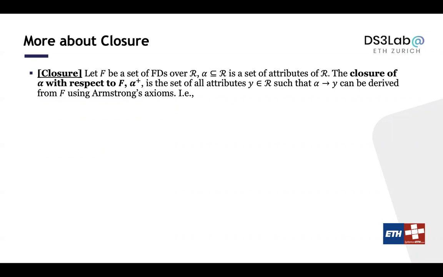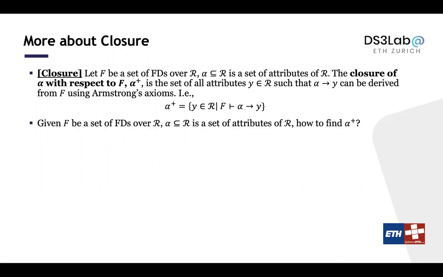So let's talk more about the closure because that's interesting. Let's refresh our memory, right? What is closure of a set of attributes? Let F be a set of functional dependencies over this schema R, and alpha be a set of attributes of R. The closure of alpha with respect to F, which we call alpha plus, is essentially all the Y that you can derive alpha to Y from F. Okay. So the question is, now I give you a set of functional dependencies F over R, and I give you a set of attributes alpha. How can we systematically construct alpha plus?